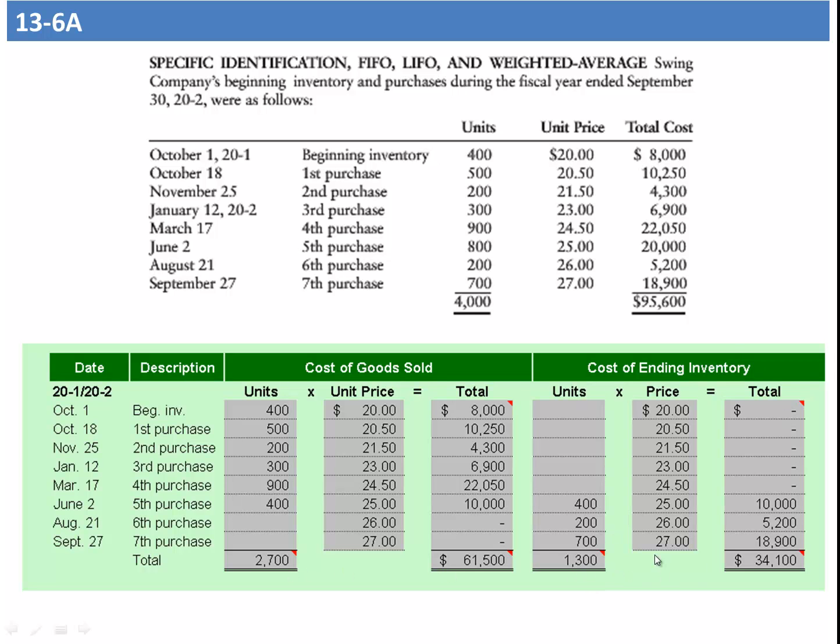So here's what we have in our ending inventory. We have 1,300 units left for a total cost of $34,100. And in the FIFO method, we keep them separated out. We don't lump them all together, because when we sell them, we want to make sure that our cost is recorded for the actual cost that we purchased for them. So then our cost of goods sold, after we add everything up here, is $61,500.